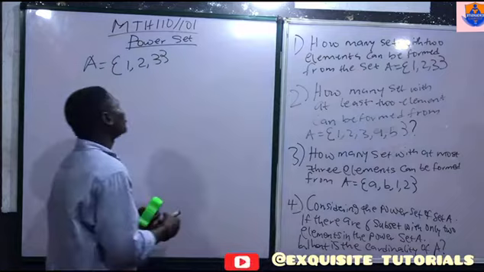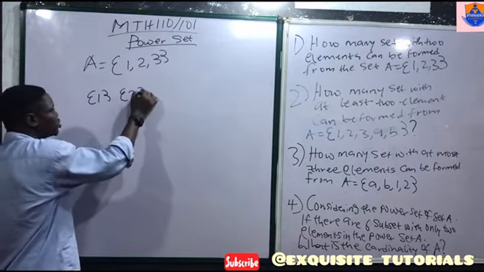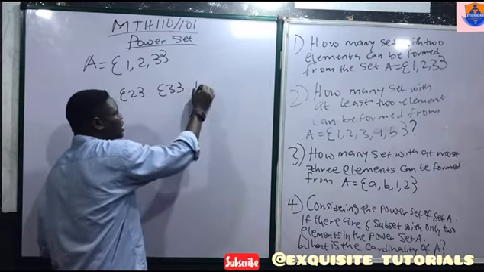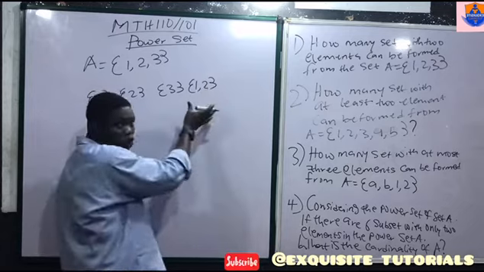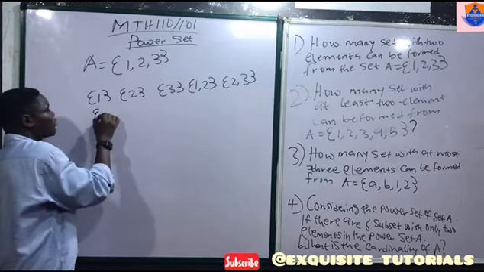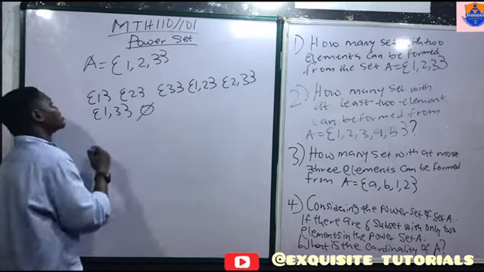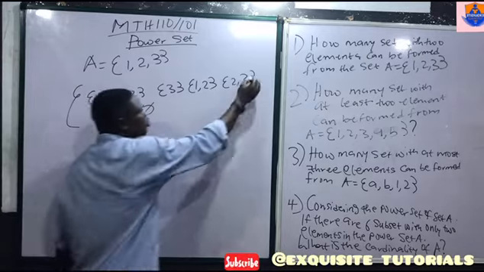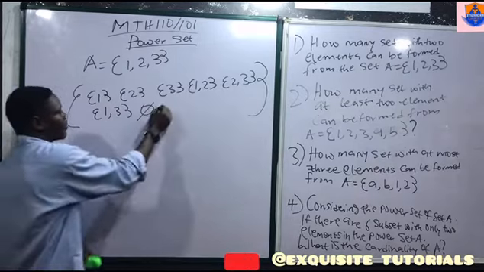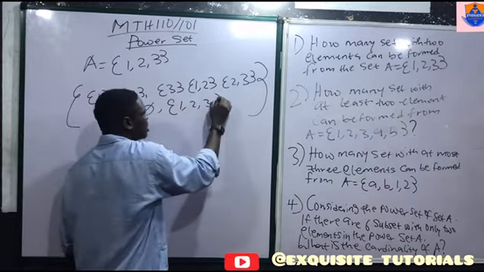Now, we can combine only 1 as a new set. We can have only 2 as a new set. We can have only 3 as a new set. We can have 1 and 2 as a subset. We can have 2 and 3 as a subset. We can have 1 and 3 as a subset. We can have our empty set as a subset. We can also have everything, 1, 2, 3, as a subset.